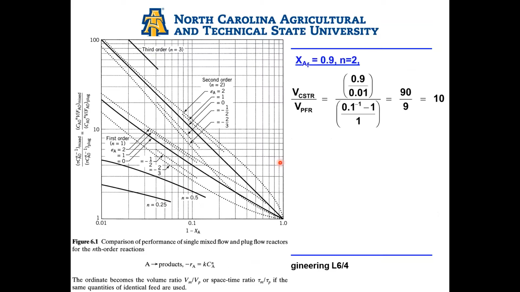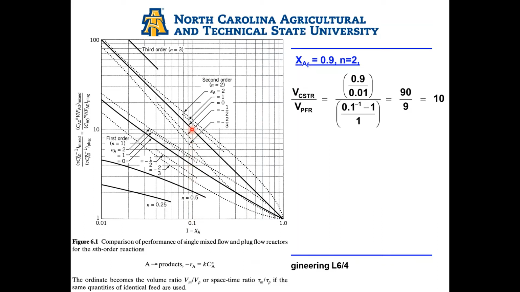Let's look at the case when I want a conversion of 90% for a second order reaction as well. If the conversion is 90%, so XAF is 0.9, then 1 minus XAF is 0.1. And I'm looking for a second order reaction here. Actually here, I'm reading this line. So in this case, 0.1 and 2, actually this point right here.